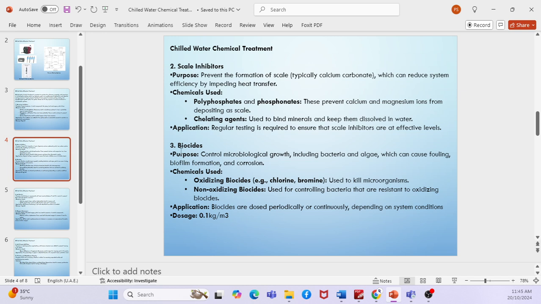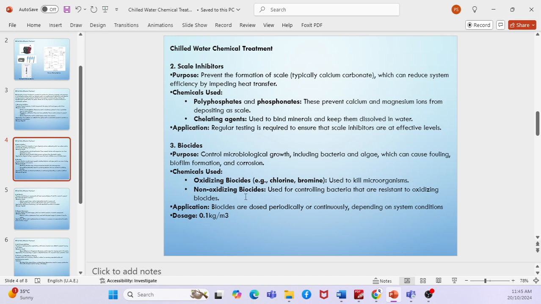Okay, then the third one will be biocides. The purpose of biocides is to control microbiological growth, including bacteria and algae, which can cause fouling, biofilm formation and corrosion. To control that, we use a type of chemical called oxidizing biocides, for example chlorine and bromine, used to kill microorganisms.